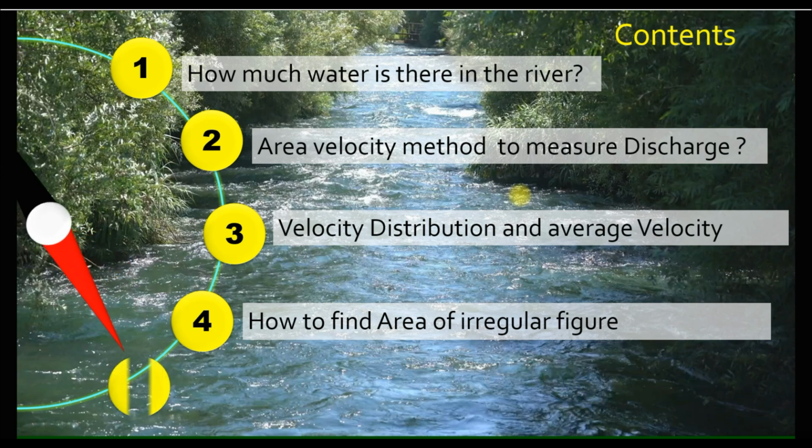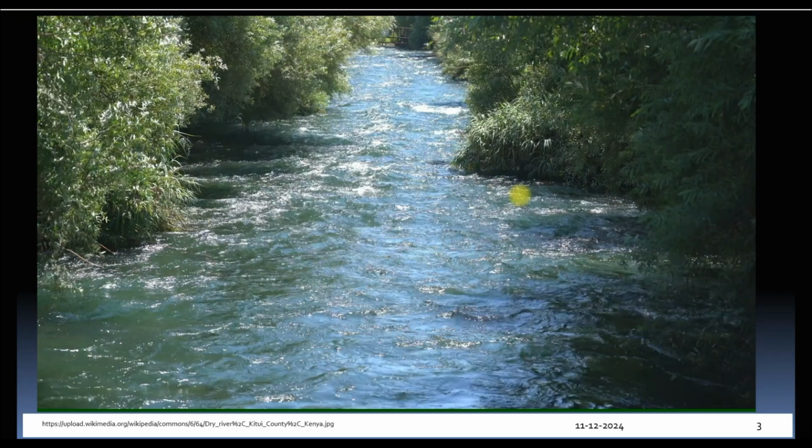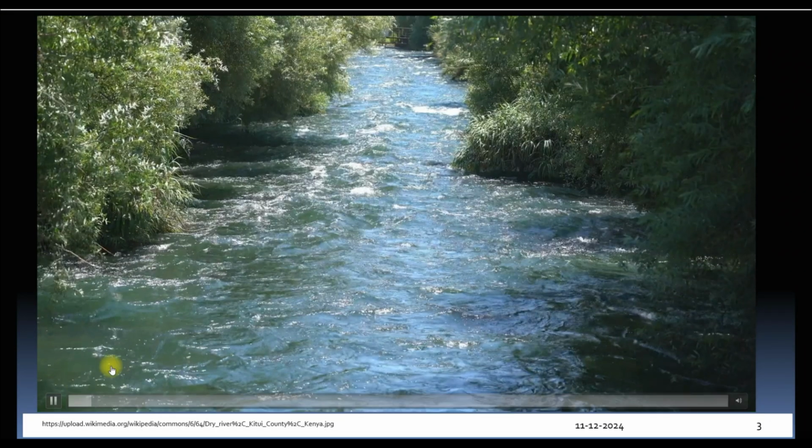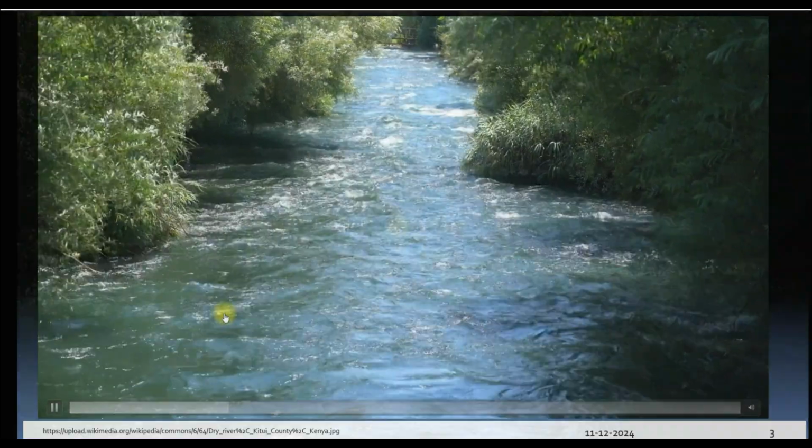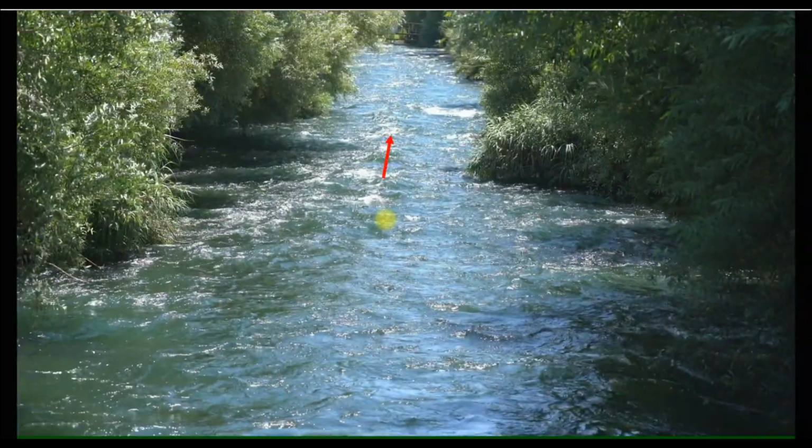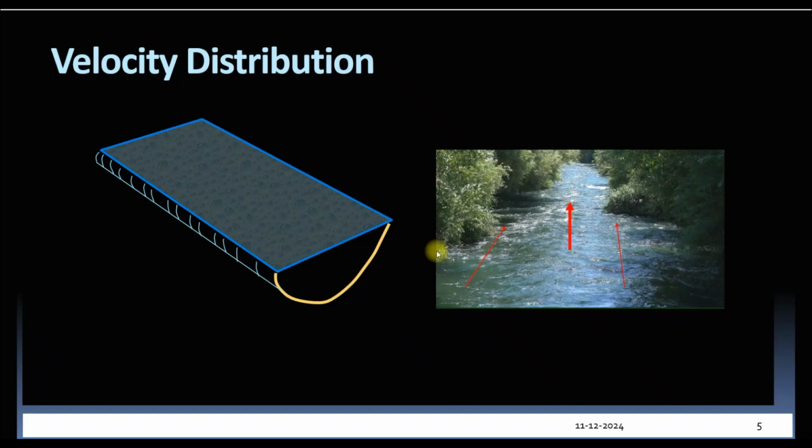Let's start. You may have seen water flowing in a stream and saw that the water is moving at different speeds across the width of the river. This is seen here as well. If you see the river, you will find the velocity in the middle is higher and less on the sides. If we plot all the velocities, we'll get a velocity profile across the width.